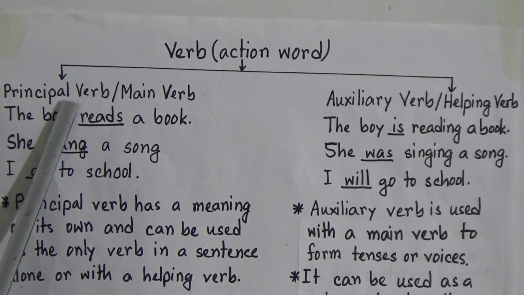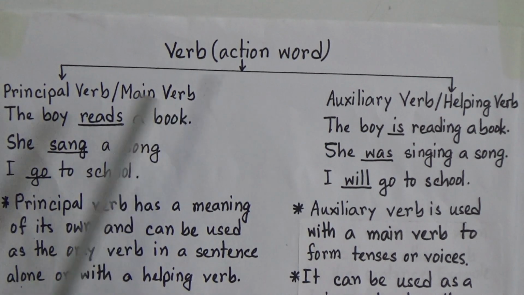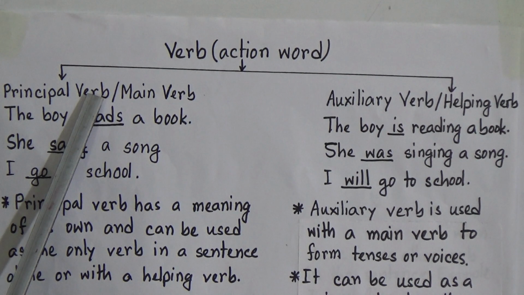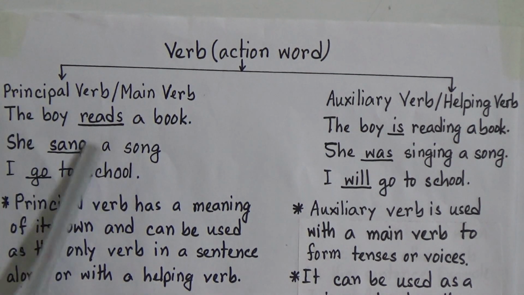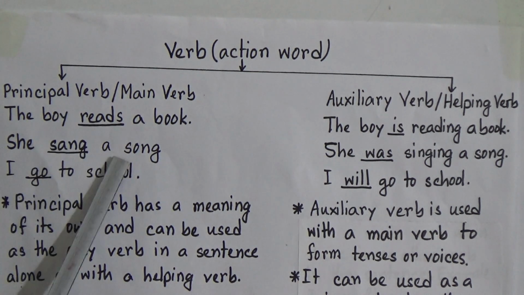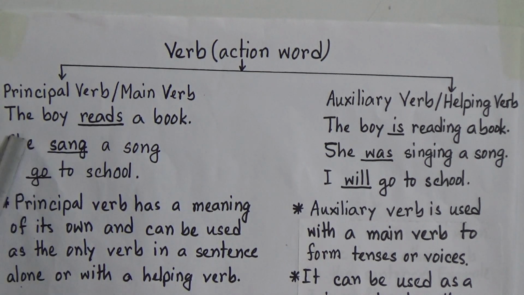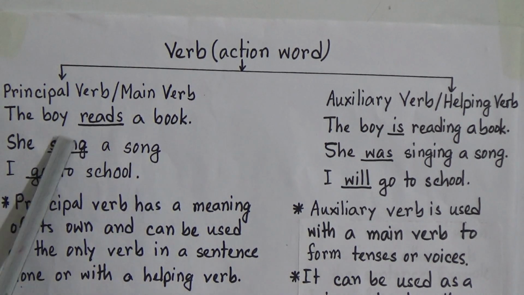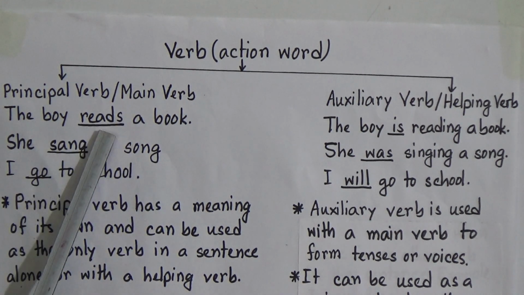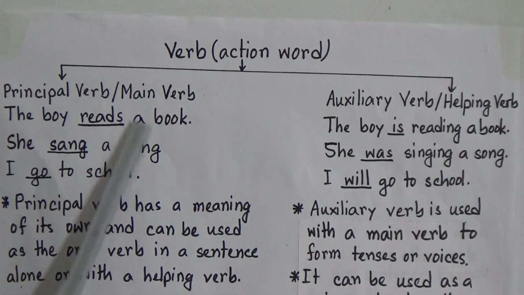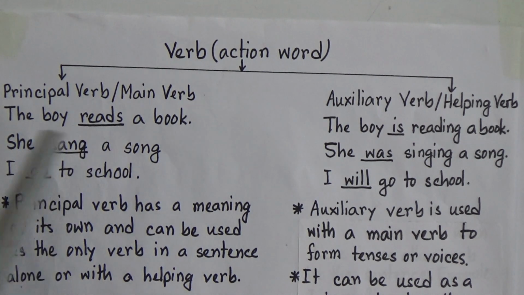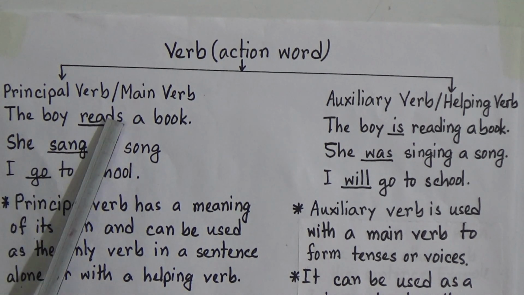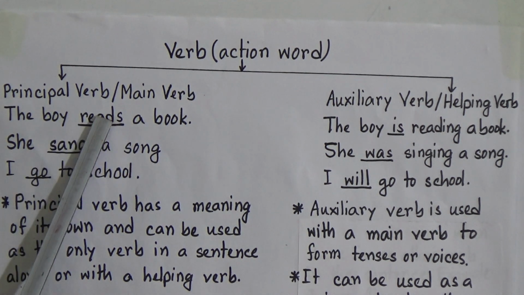Okay, now look, what is called principal or main verb? That means the verb which has a meaning of its own, and it can be used as the only verb in a sentence. So that type of verb is called main verb. Okay, let's read those examples. The boy reads a book. Now look at the word reads. It is a verb. You all know that it shows an action. Here it is the principal or main verb because the verb has a meaning of its own.